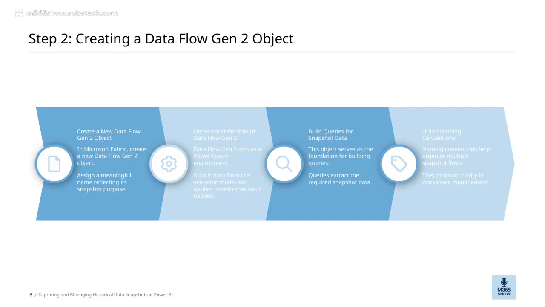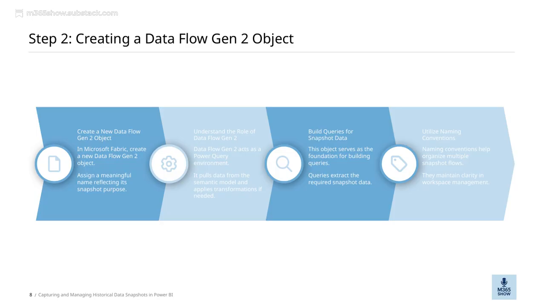Now that we've covered the basics of creating a Dataflow Gen 2 object, let's dive into some best practices. First, naming conventions are really important here. They help us stay organized, especially when we're managing multiple snapshot flows. Clear, consistent names make it much easier to identify and keep track of each flow within our workspace. Next, this object we create serves as the foundation for building our queries. Think of it as the starting point where we define how we extract the snapshot data we need. Building well-structured queries is crucial because they determine the accuracy and efficiency of our snapshots.